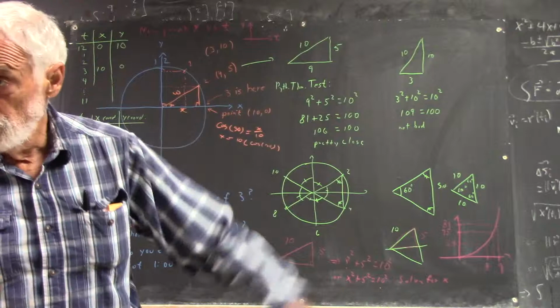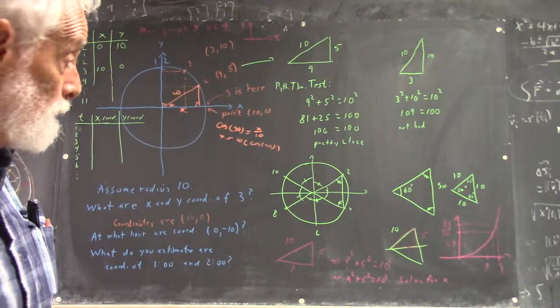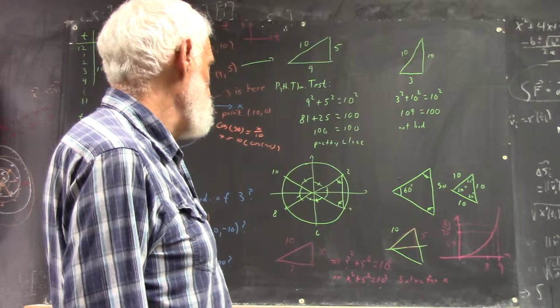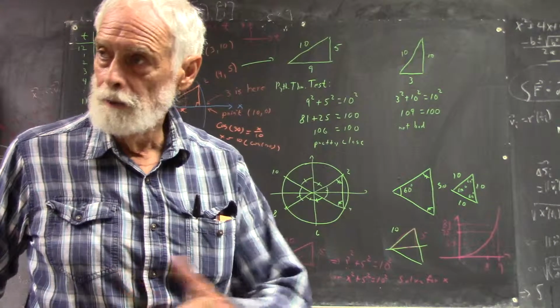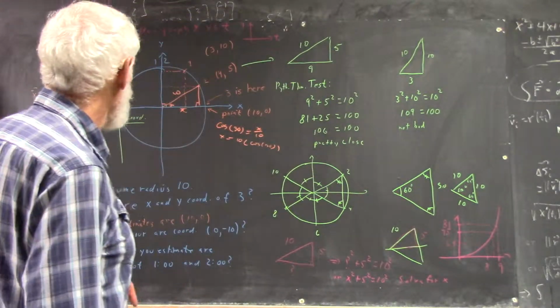Your calculator gives you a bunch of decimals, but that's not an exact value. And the exact value, as I said, is going to be 5 times the square root of 3. Okay, that's good.